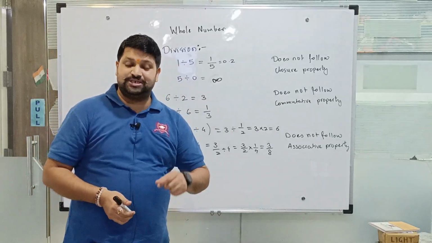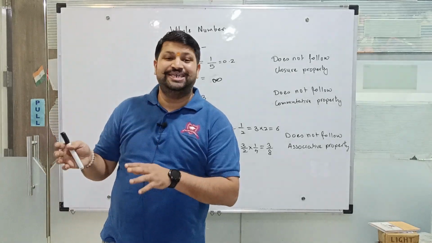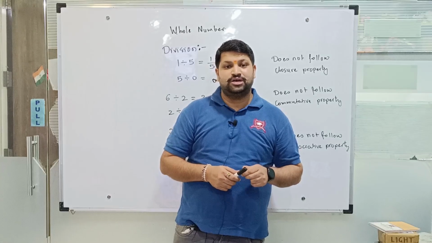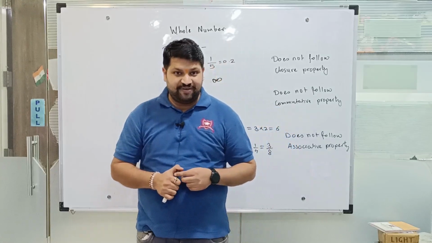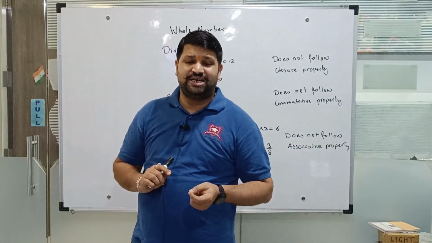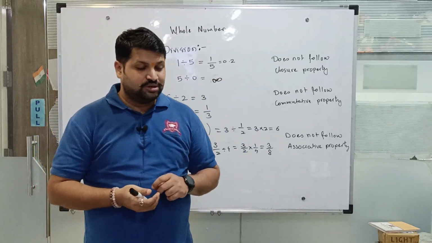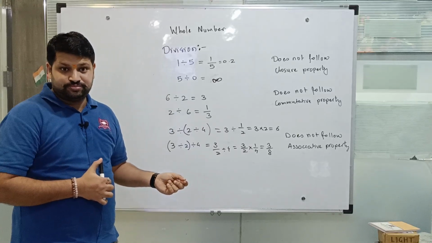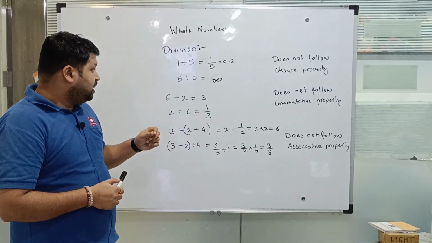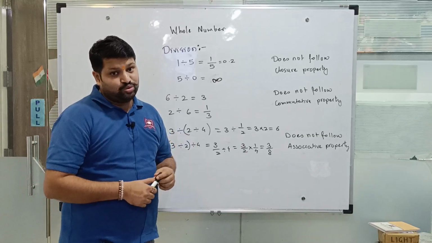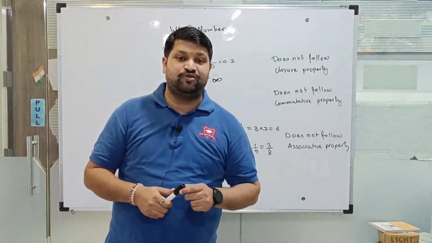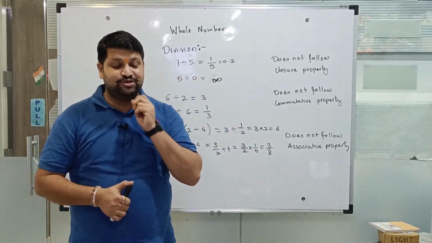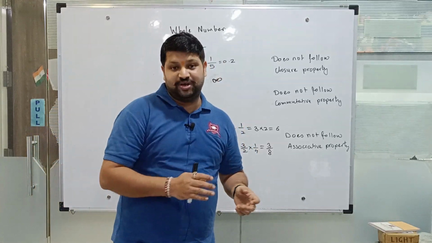Now, does the identity exist? Yes, identity does exist. The identity is 1. If you divide any number by 1, the final answer would be equal to the number that we have. So the identity would exist, and that would be 1. Now, does the inverse exist? No, the inverse does not exist in division, because that would become a fraction, and we are not including fractions in the whole numbers.